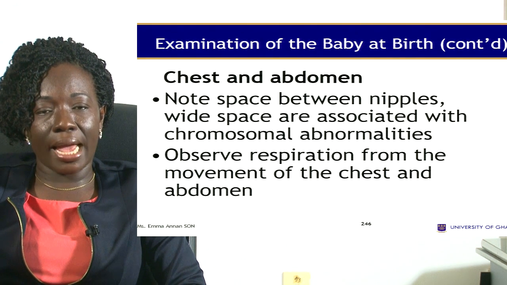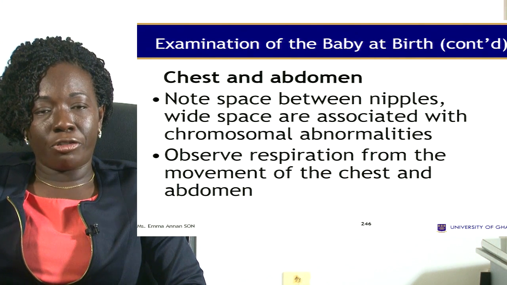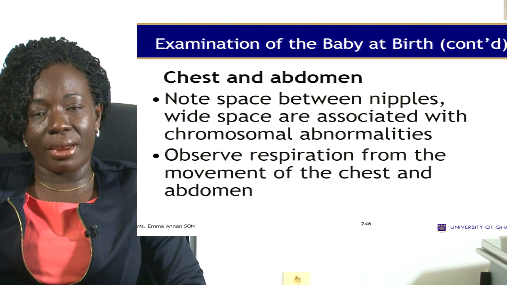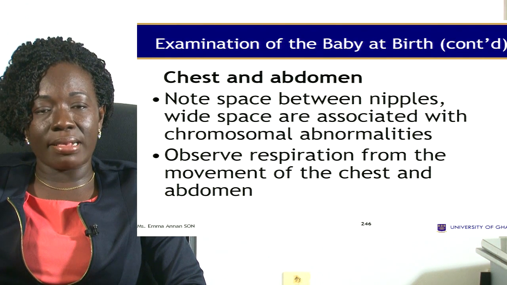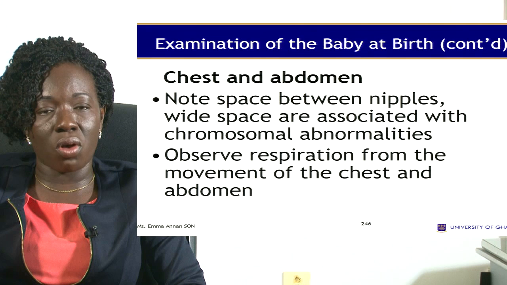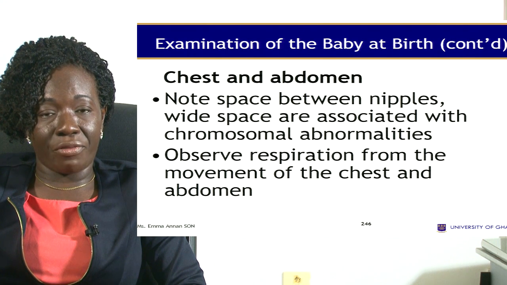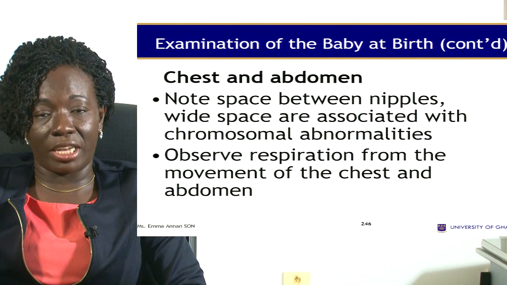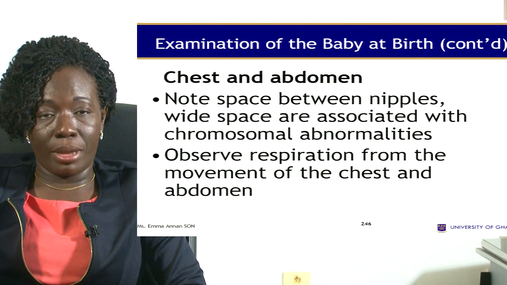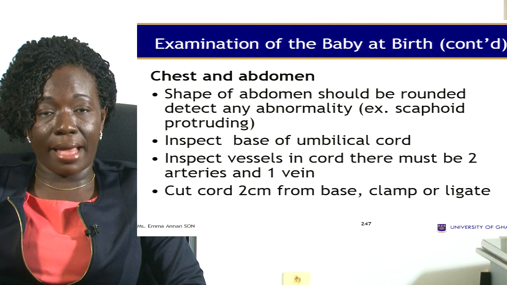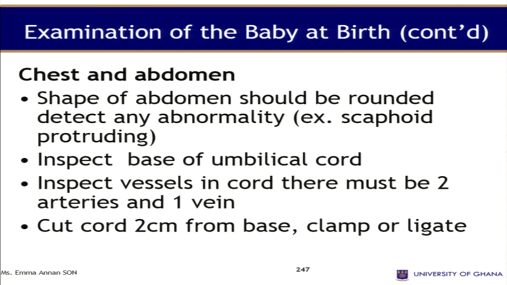When it comes to the chest and abdomen, you should note the space between the nipples. Wide spaces are associated with chromosomal abnormalities. You also observe respiration from the movement of the chest and the abdomen. Still on the chest, you have to observe the shape of the abdomen, and usually it is round.